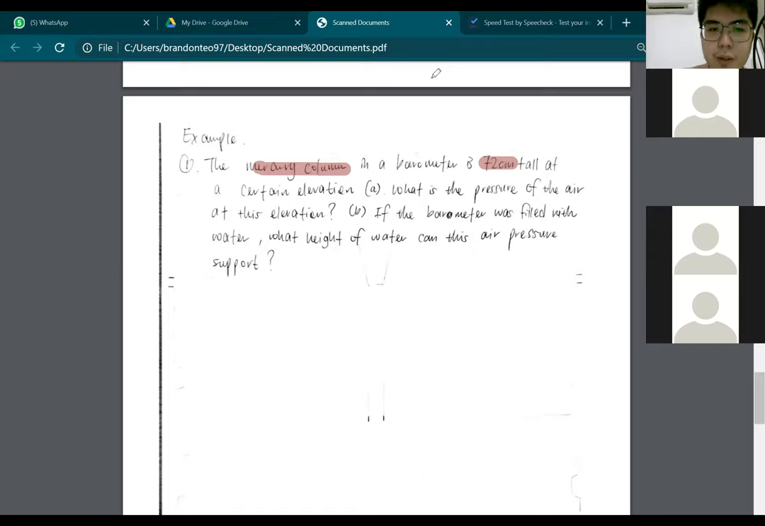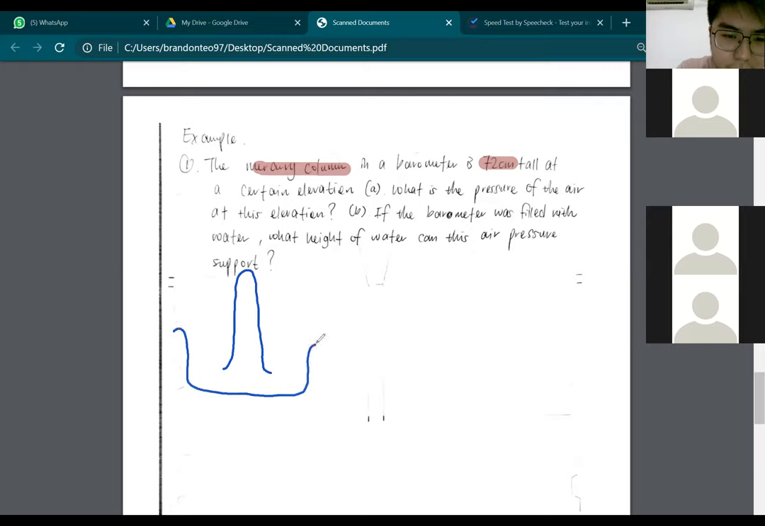Okay, so let's draw it out. And we have a barometer. Okay, so the height is how much? From here to here is 72 cm tall, right? So 72 cm. So what is the atmospheric pressure?